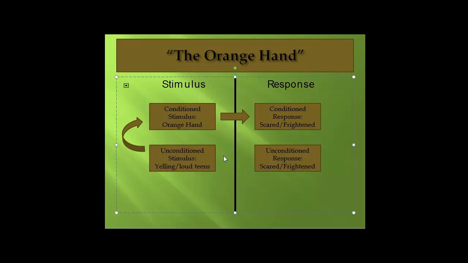So again, just to give you a couple pointers, the first one, the unconditioned stimulus and response, they should make sense. It should make sense that this stimulus causes this response because no learning is needed. With the conditioned stimulus, it typically doesn't make sense because this is neutral. An orange hand should not cause somebody to be scared or frightened, but because they were linked, it now is causing the same response as this loud yelling teens.